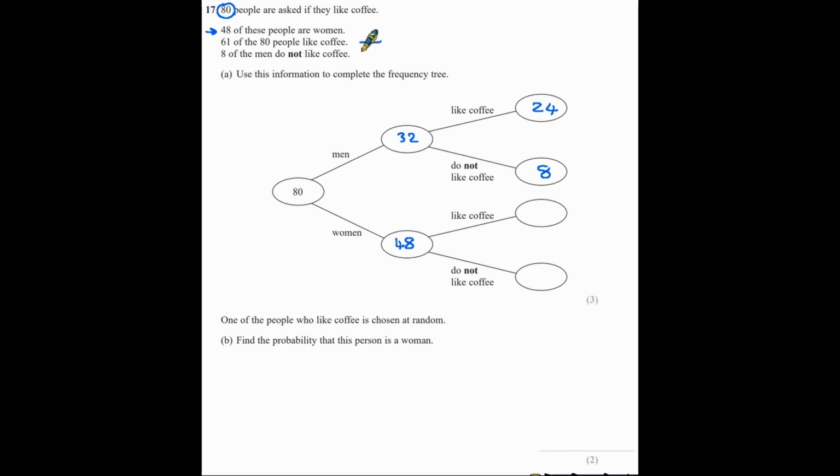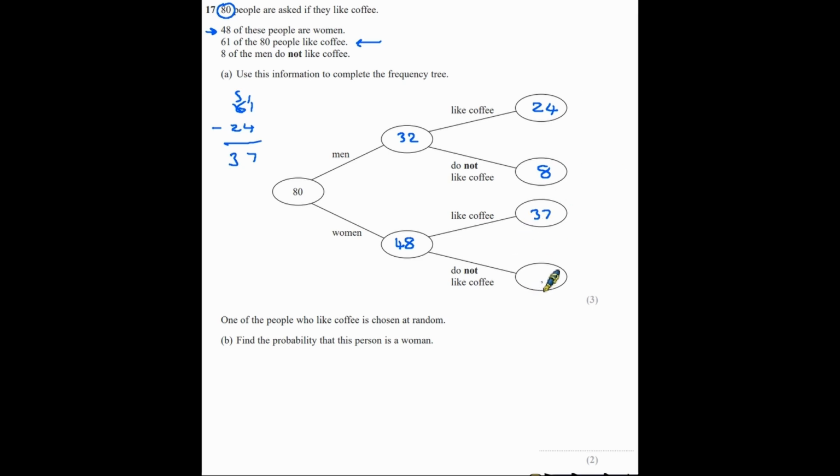And the last bit of information that we need to complete, 61 people liked coffee. That's in total, 61 of the 80. What do we already know? We know that out of these 61 people who like coffee, we already have shown that 24 of them are men. Therefore, if we take that away, that must mean that the number of women who like coffee must be 37, because the total number of people who like coffee, men and women together, add up to 61.